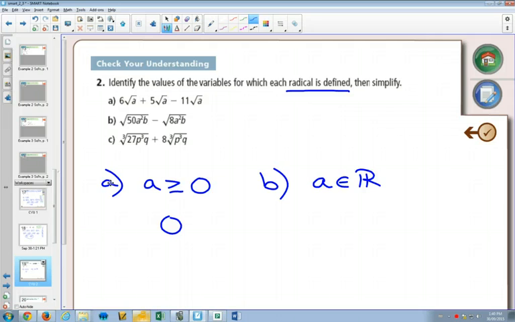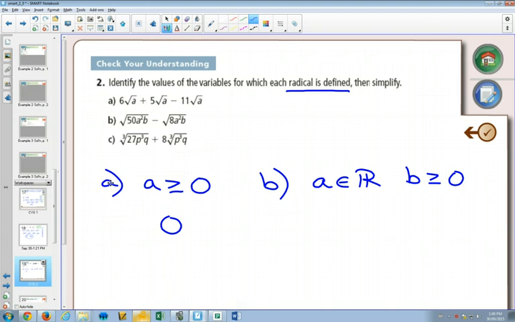B, however, could be a positive or a negative number, but if b is a negative number, since 50 is positive and a squared is positive, that's going to be bad, because that's going to make the inside of my square root negative. So my b values have to be greater than or equal to 0. So it's defined when a can be anything, but b has to be bigger than or equal to 0.